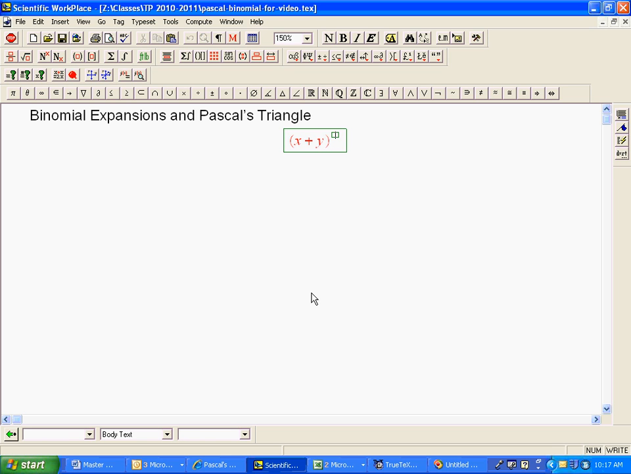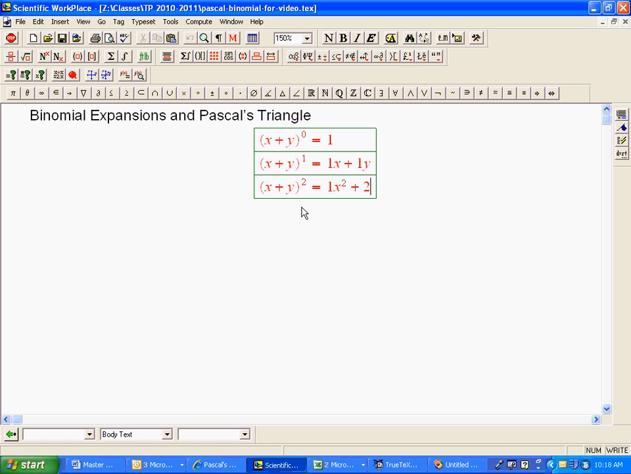x plus y to various powers. x plus y to the 0 is pretty boring. It's just 1. x plus y to the 1 is just x plus y, and I'm going to emphasize the coefficients there. It's 1x plus 1y. x plus y squared is 1x squared, plus, and then when you multiply the xy and the yx, they combine to be a 2xy, plus y squared.